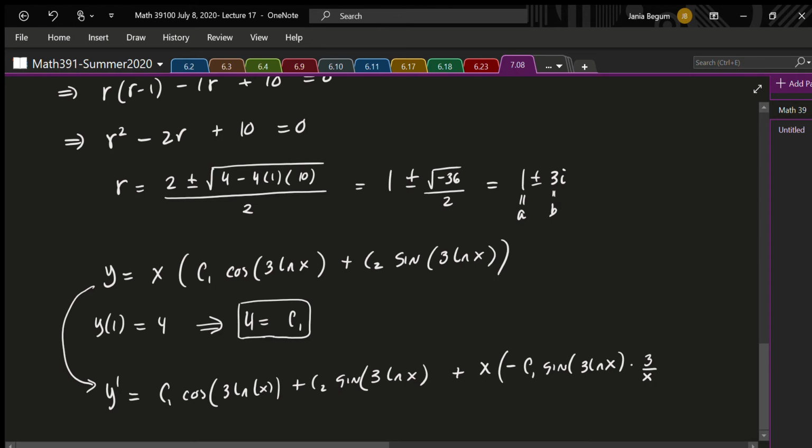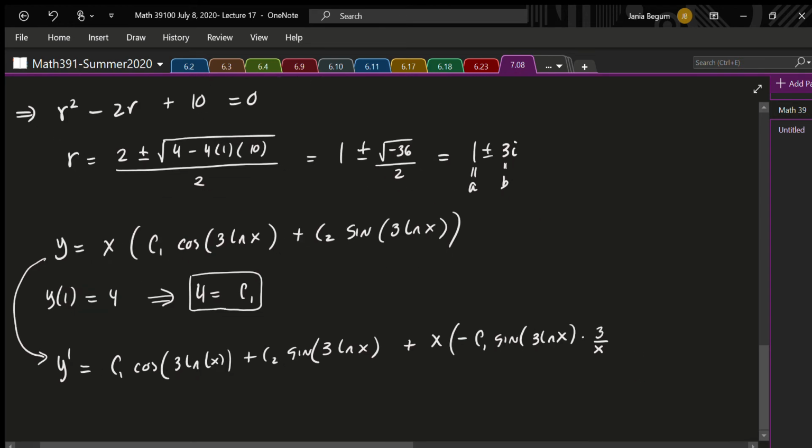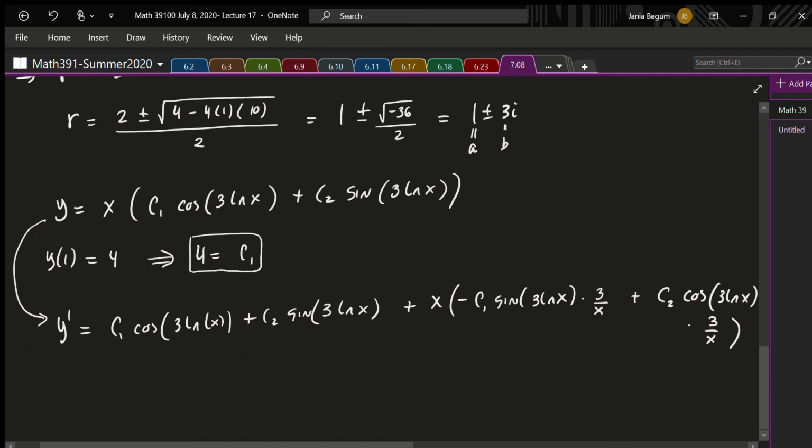The second part, we're going to have plus c2, derivative of sine is cosine of 3 ln of x times 3 over x. Okay, not so bad, right? We managed to do it.